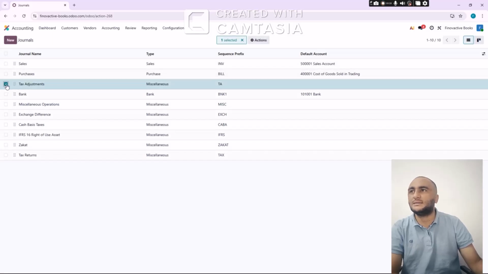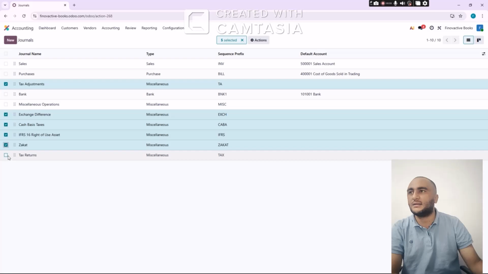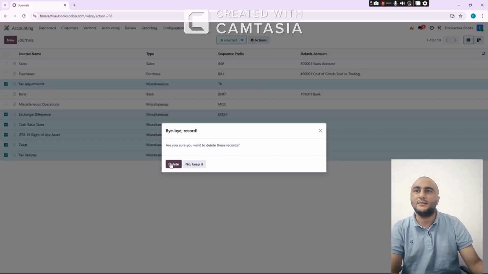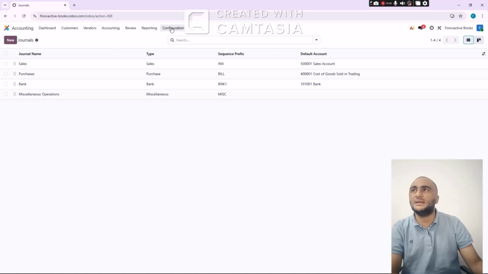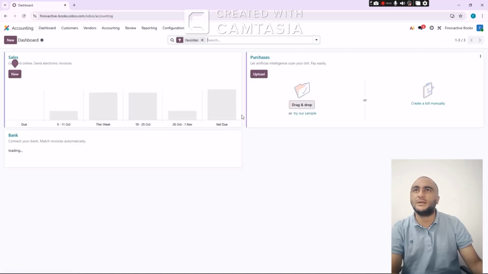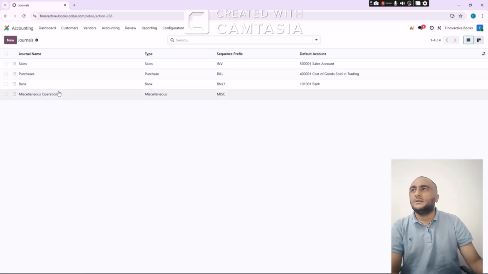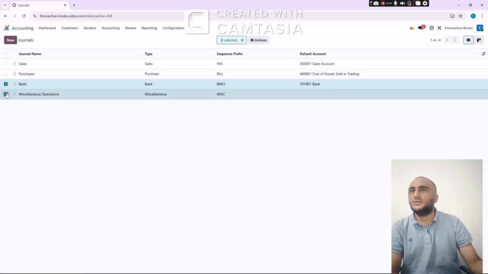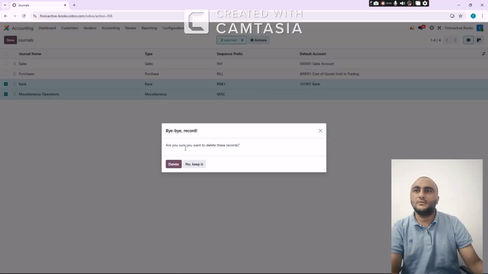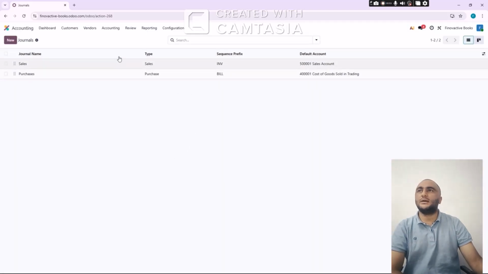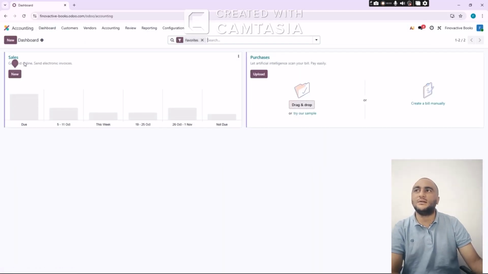I want to delete tax adjustment here, exchange difference, cash based taxes, right of use assets, zakat, and tax return. I want to delete from here. It will be just deleted from the dashboards, not from accounting, so don't worry. In this journal, I want to remove these two as well. Okay, now you can see our dashboard is only sales and purchases.